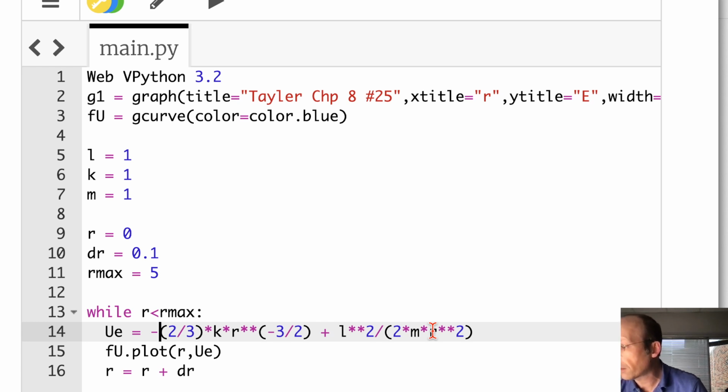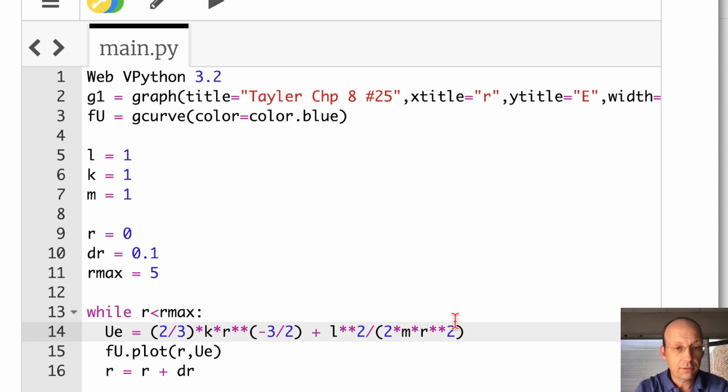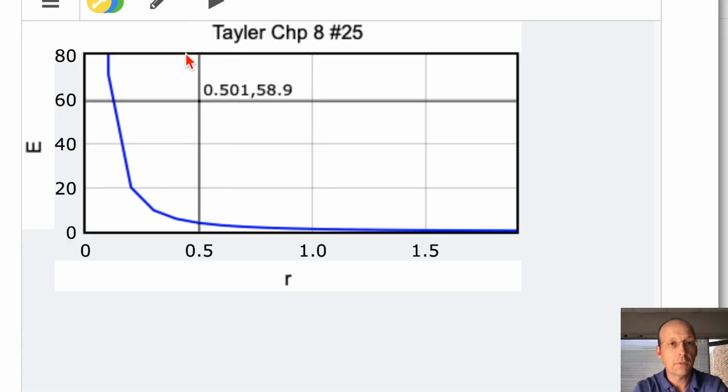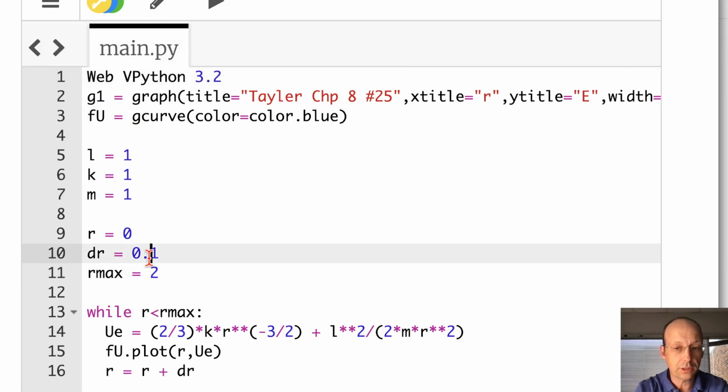I'm just checking my work here. So I integrated KR to the -5/2. I got KR to the -3/2 divided by -2/3, and then took negative that and I got a positive. Let's just try this. That's what I had before. Let's just change this to 2. Let's try this. Let's try a smaller step size.